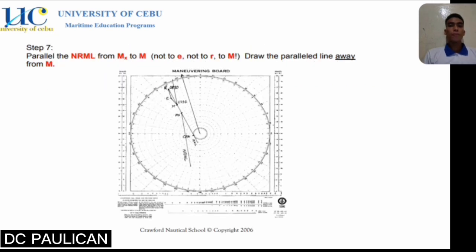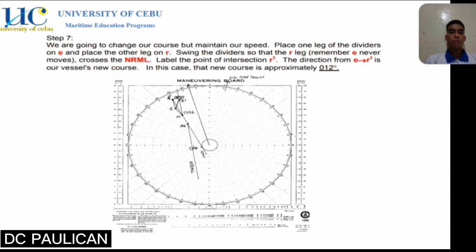Next, step 7. Parallel the NRML from MX to M. Draw the parallel line away from M. So we can see on the maneuvering board, there is a line drawn from M upwards which is parallel to the NRML. Next, we are going to change our course but maintain our speed.